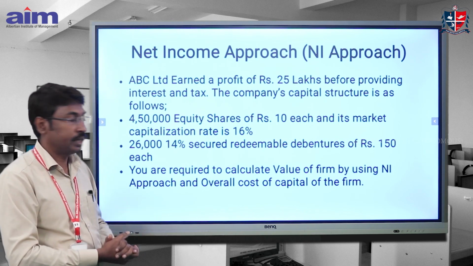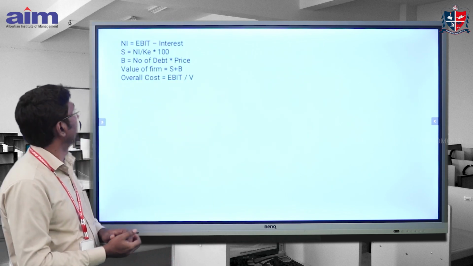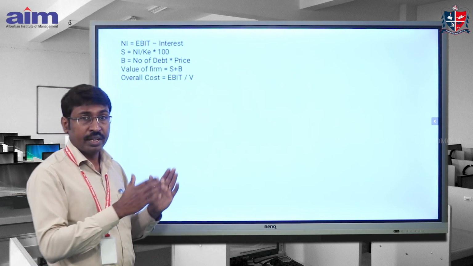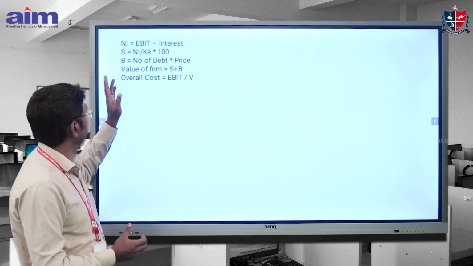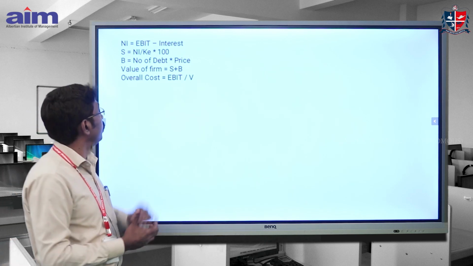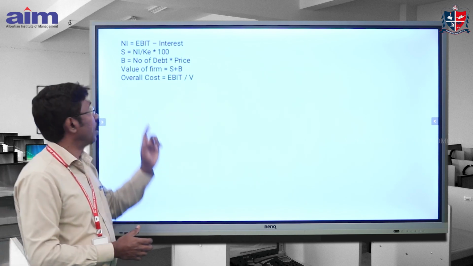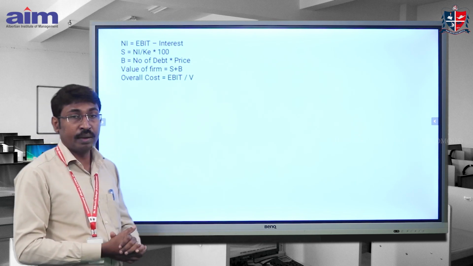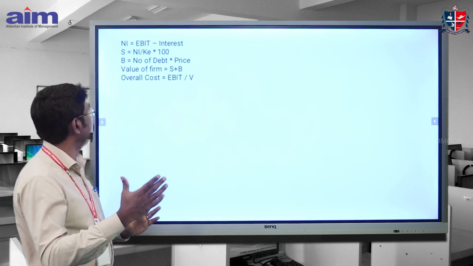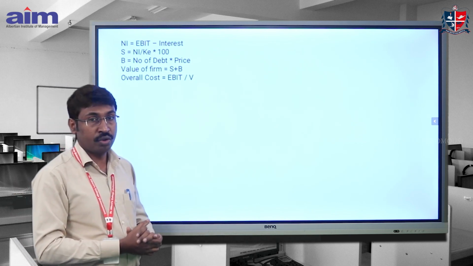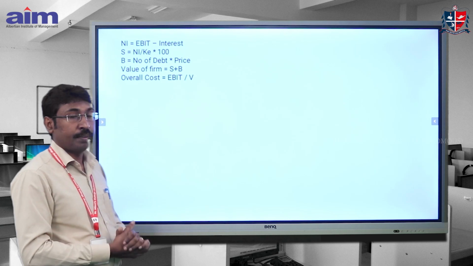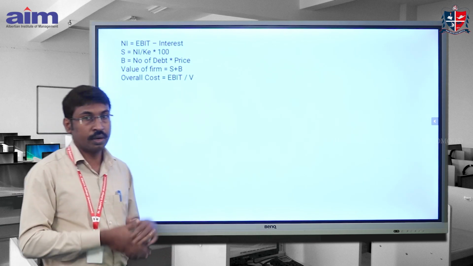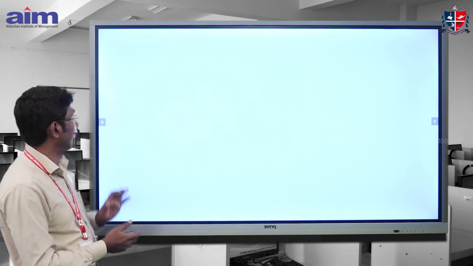We will see how to calculate this by using the model. These are the formulas for this. If you want to calculate net income, EBIT minus interest. If you want to calculate value of equity, net income divided by KE into 100. If you want to calculate debt, number of debentures into price. Value of the firm is equal to value of equity plus value of debt, and overall cost of capital is equal to EBIT divided by value of the firm. This is the formula we are going to use for calculating value of the firm and overall cost of capital.